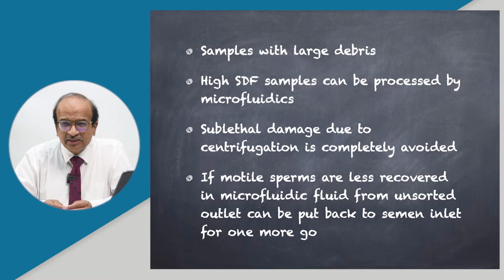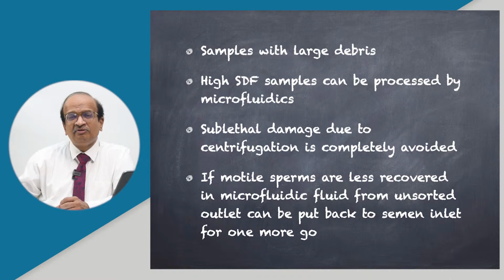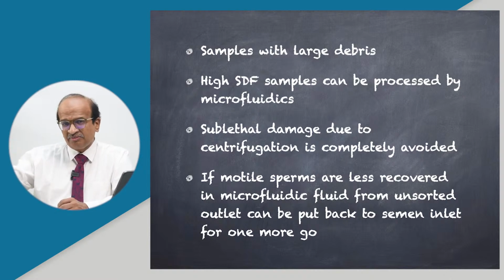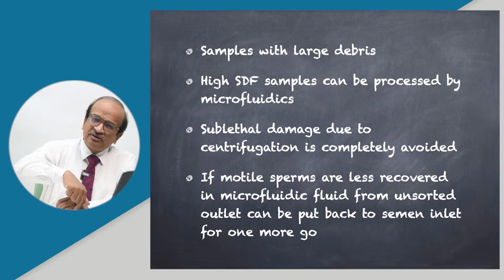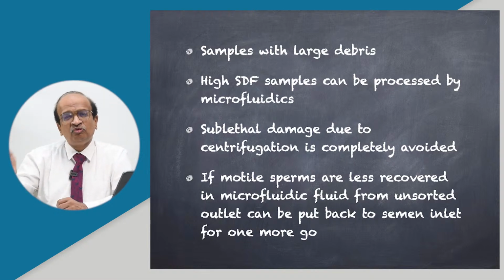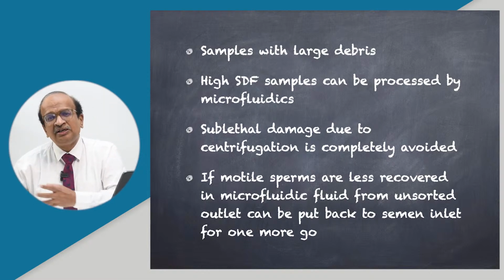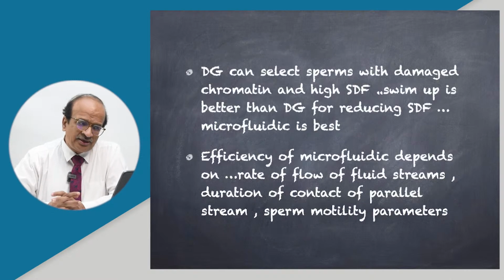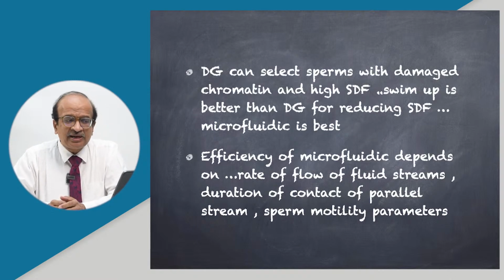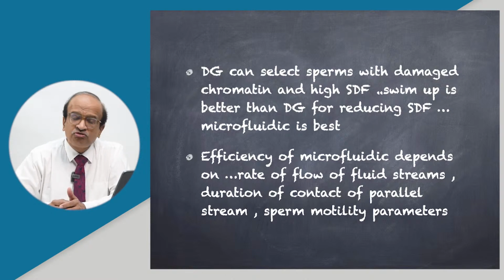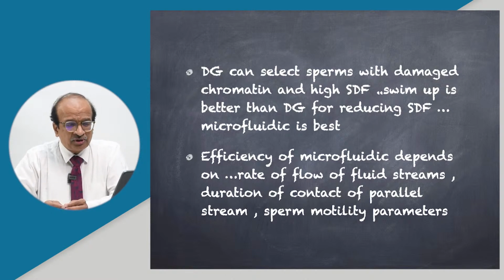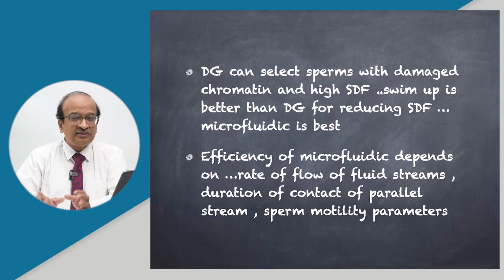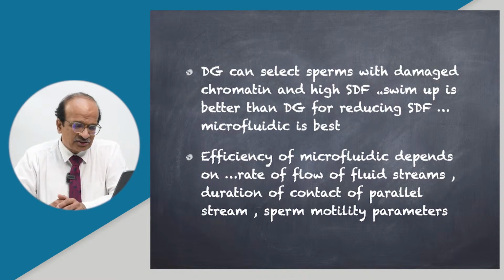If you find that the motile sperm are less recovered with one go of microfluidic, whatever you recovered from the semen outlet can be refed into the inlet and you can go for one or two more rounds. So ultimate recovery could be better. Density gradient technology can select sperm with damaged chromatin and high sperm DNA fragmentation. Swim up is better than density gradient for reducing sperm DNA fragmentation, but microfluidic is the best.